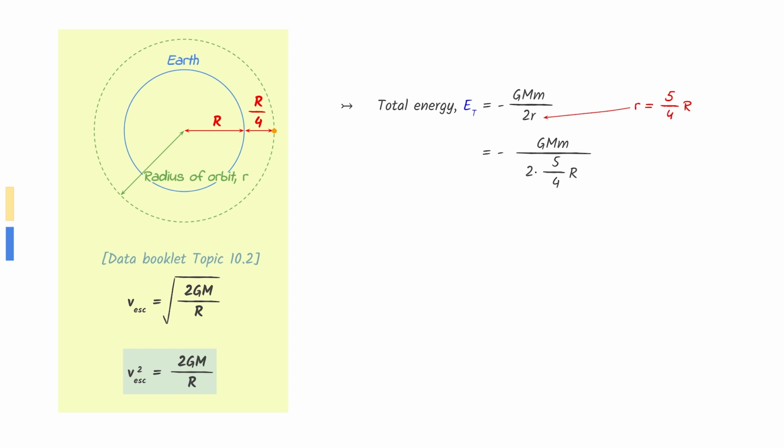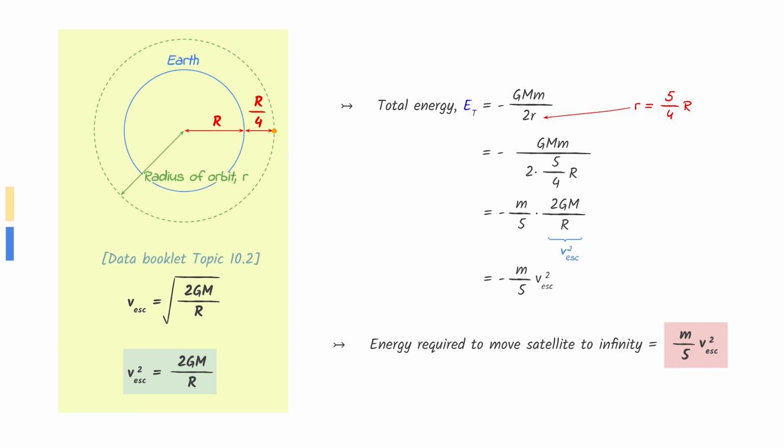Substitute this into the total energy equation. Rearrange it in a way to make v squared. Substitute to find the total energy in terms of escape velocity. The energy required to move the satellite to infinity is equal to the total energy in the orbit.